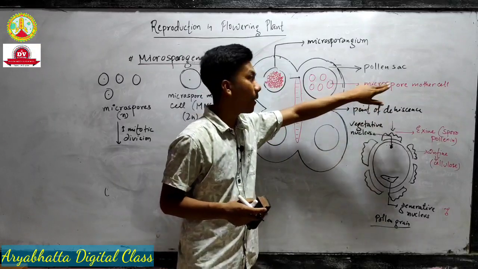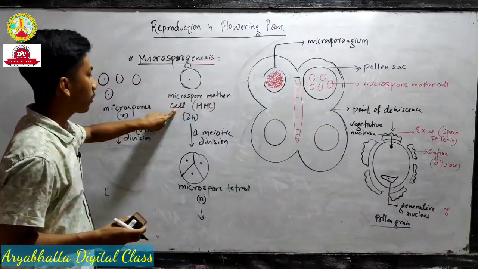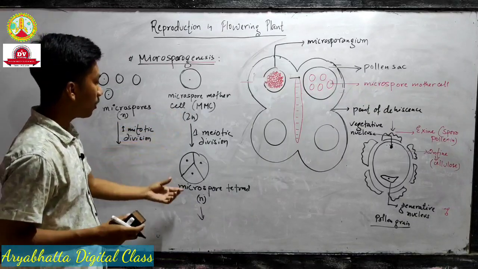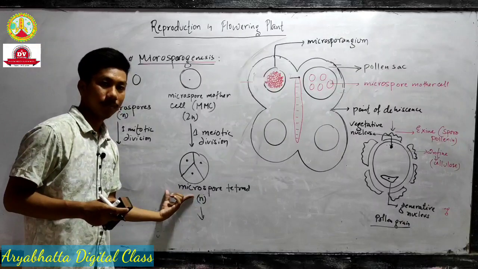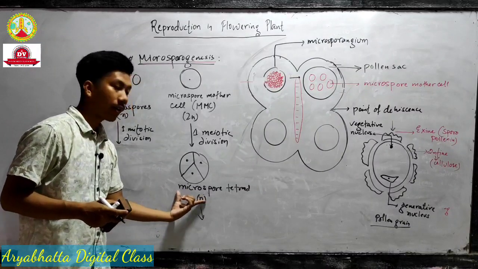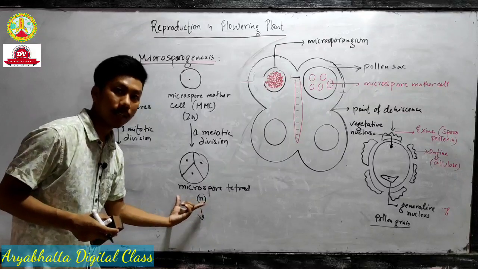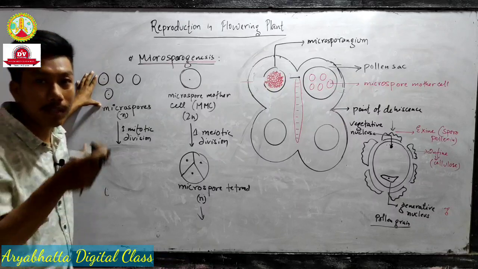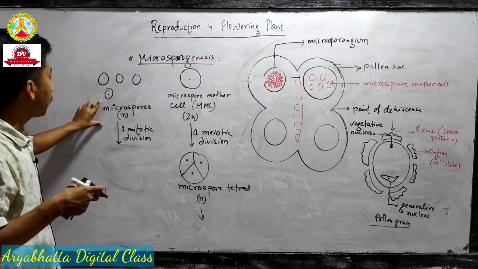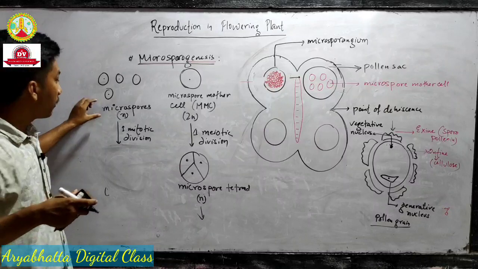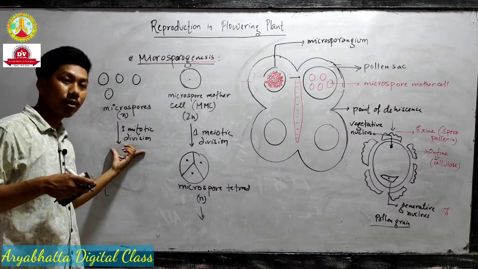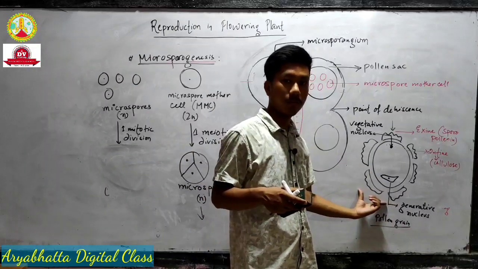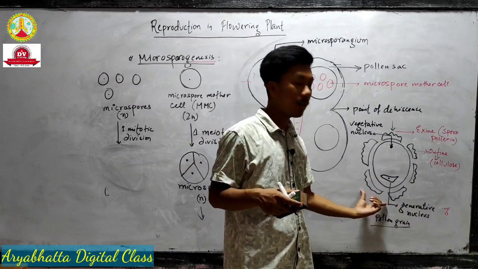Alright, the microspore mother cell undergoes one meiotic division and produces microspore tetrad. Okay, the microspore tetrad will separate from each other with the help of an enzyme callase, and produce microspore. The microspore will undergo one mitotic division and produce pollen grains. Okay, the pollen grain has two layers.